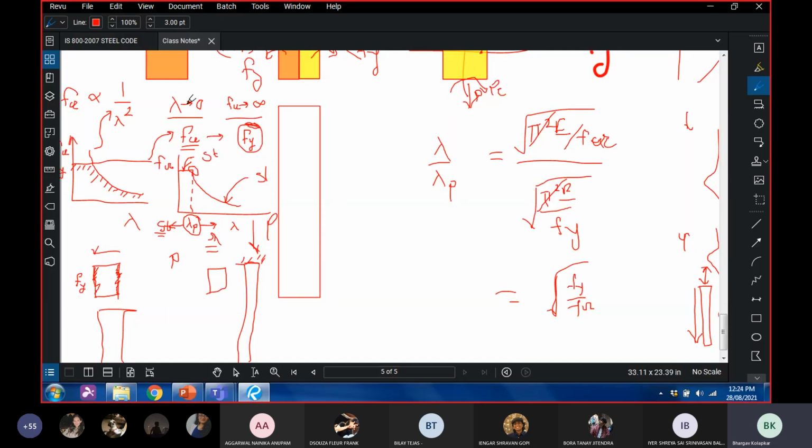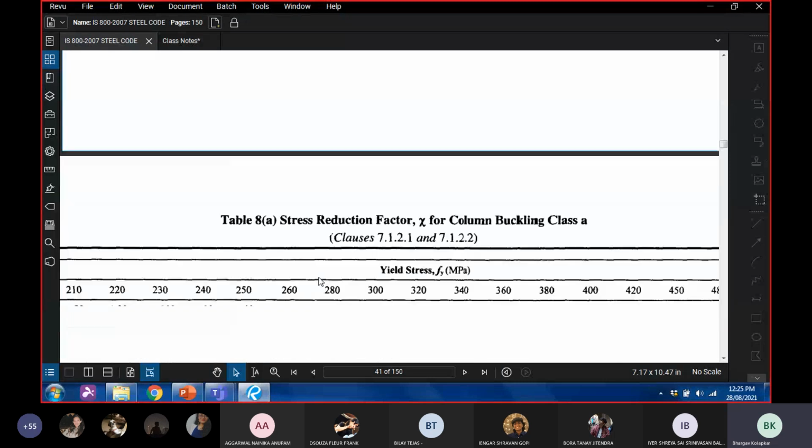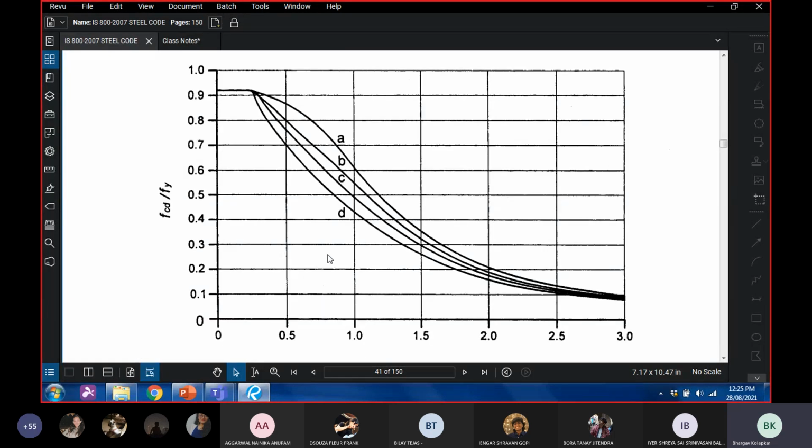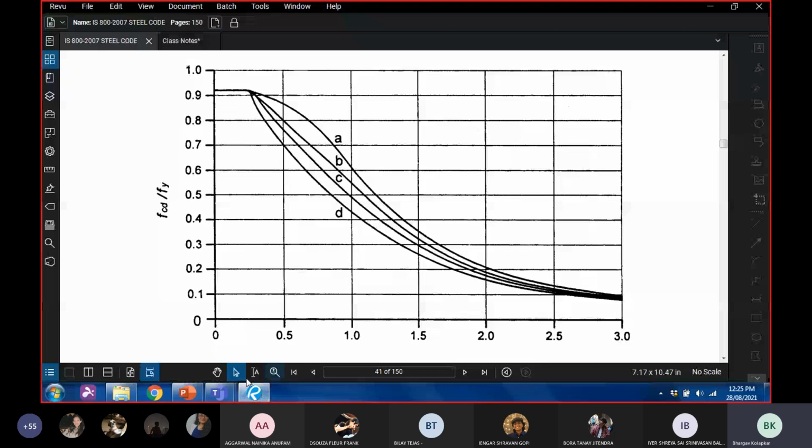And these curves are what is adopted in our Indian code. So we looked at this curve, FCR upon Fy. Now, since we are talking about design, in code it is referred to as FCD. So it stands for the critical design load. Fy is the yield stress, and this is lambda. So this is basically lambda bar, which is (Fy upon FCR) to the power 1 by 2.